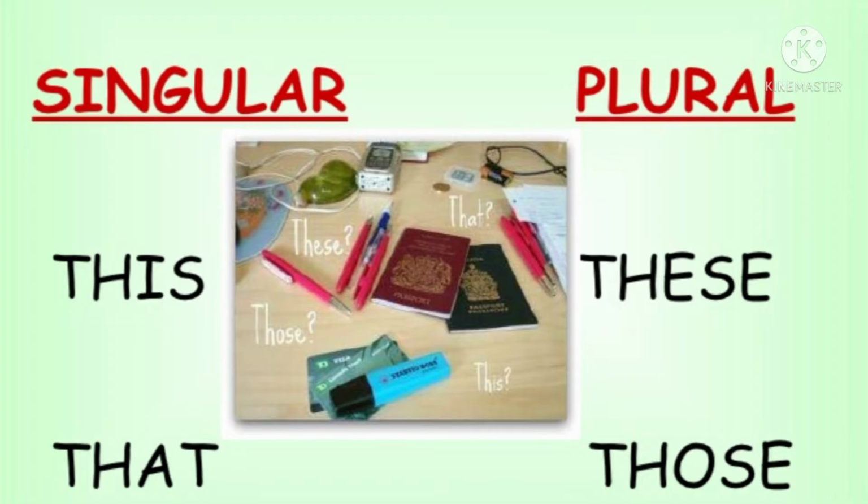So demonstrative pronouns are this, that, these and those. This and that are singular, whereas these and those are plurals.